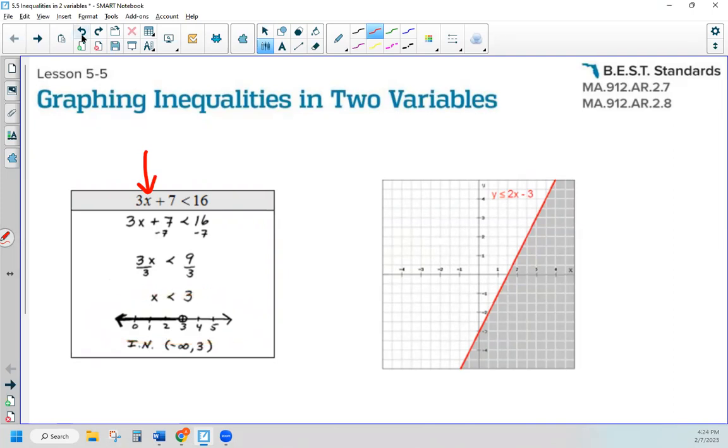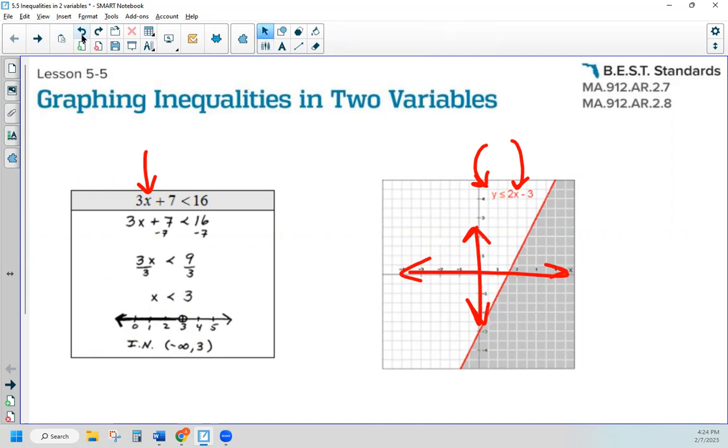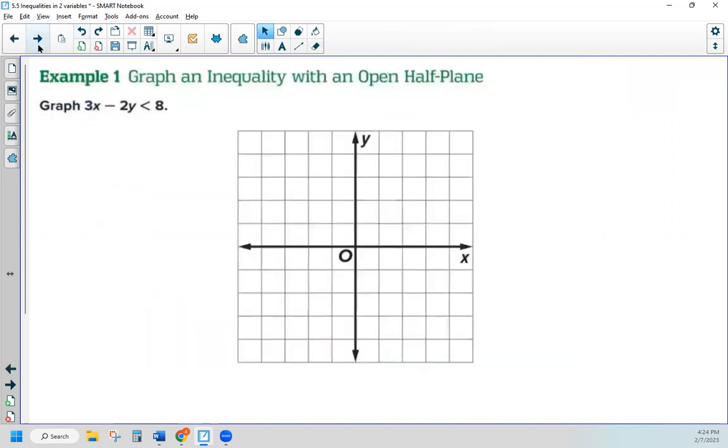Now, the ones that we're going to work with are going to be two variables. We're going to have the variable Y and the variable X. So think of two dimensions. We are now able to move left and right, or graph left and right, and also up and down. So that means we can actually work with the entire coordinate plane, as you see with this example inequality here. All right, so let's get started and talk about the new things.